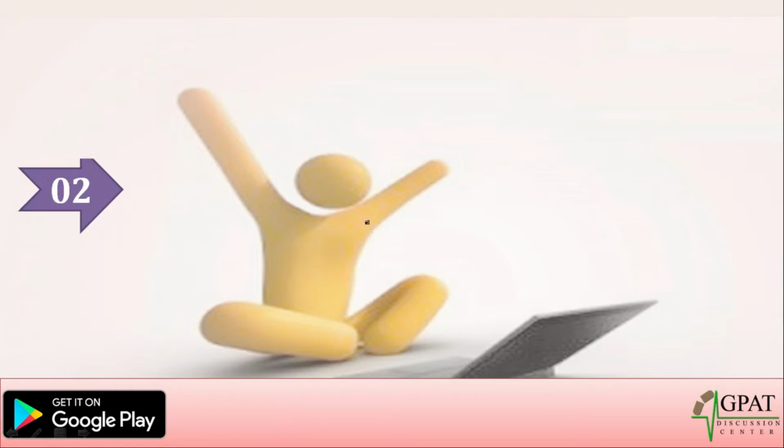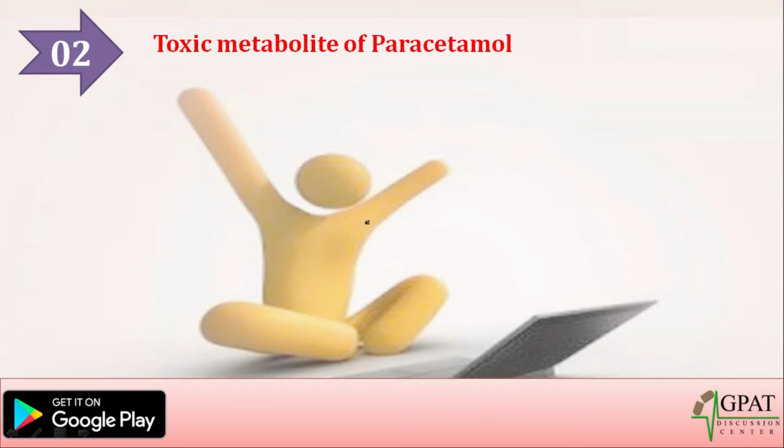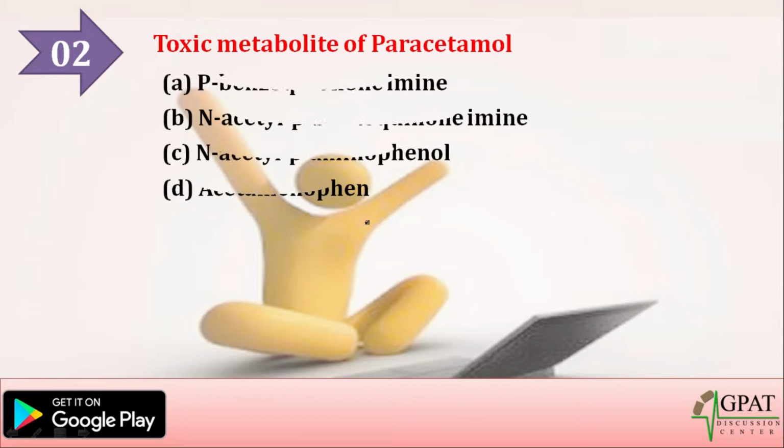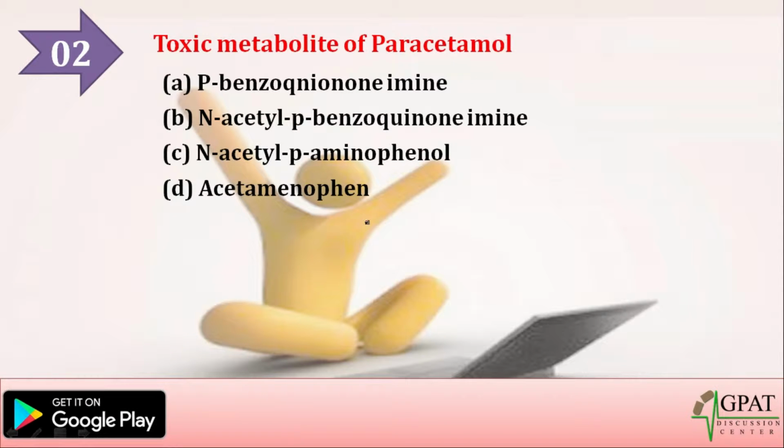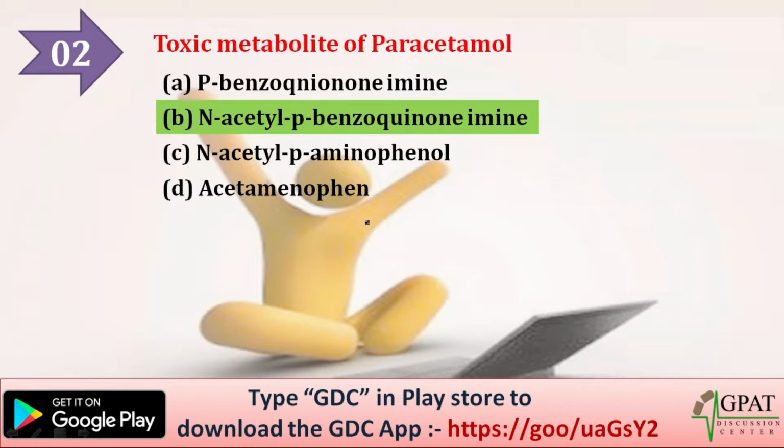So coming to the next question: the toxic metabolite of paracetamol. Here the options are: option A, parabenzoquinone amine; option B, N-acetyl parabenzoquinone imine; option C, N-acetyl para-aminophenol; and option D, acetaminophen. So which is the correct answer? Which is the toxic metabolite of paracetamol? The correct answer is N-acetyl parabenzoquinone imine. It is the toxic metabolite of paracetamol.